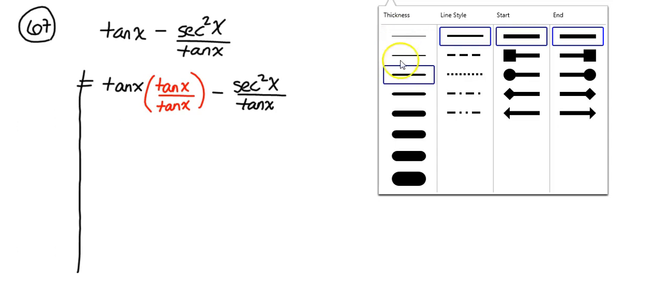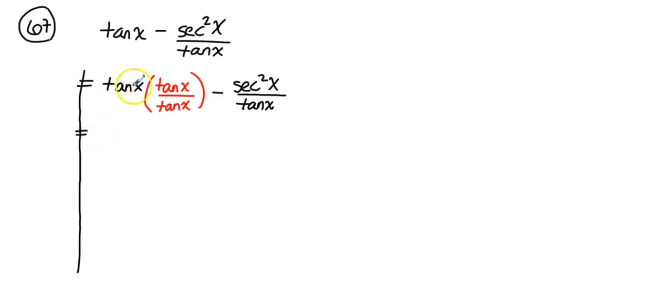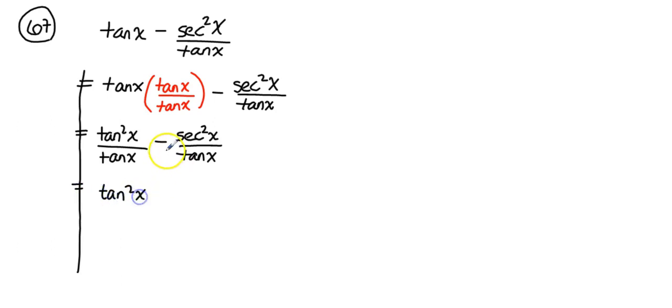Let's see what we get here. This will be tangent squared divided by tangent minus secant squared divided by tangent. I now have common denominators, so I can subtract the numerators. It is subtraction, but it's just one term, so I don't have to worry about distributing a negative. And now I'm here.